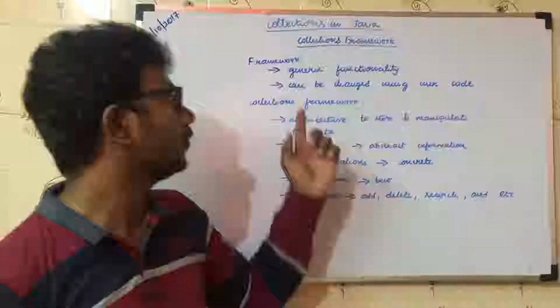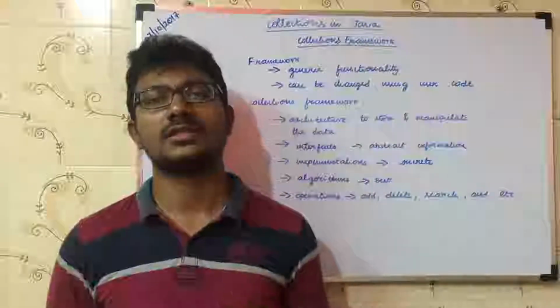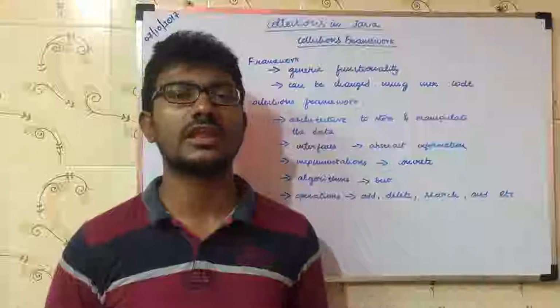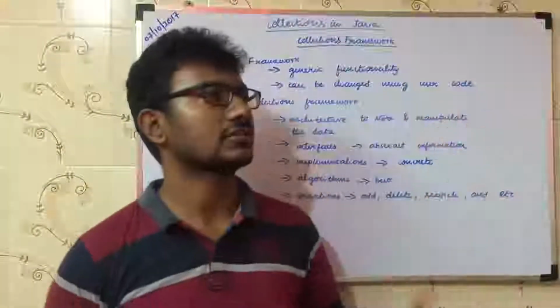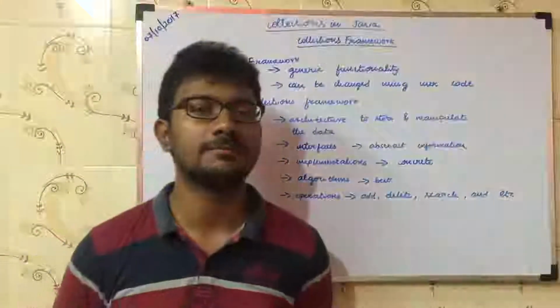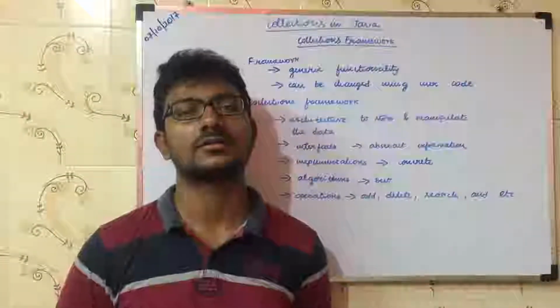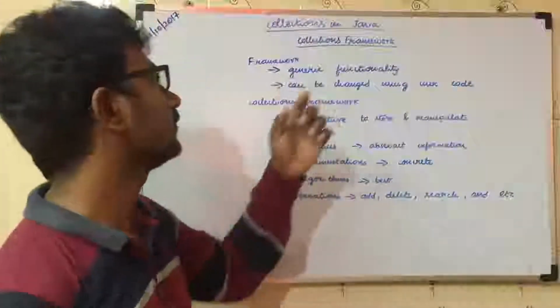So generally a framework gives you generic functionalities. For example, Math is a framework. In that, Math.sqrt just finds the square root. Anyone can use it, and it can be changed using custom user code. If you don't like that implementation and you need your own implementation, you can add it. That is also a part of the framework definition.